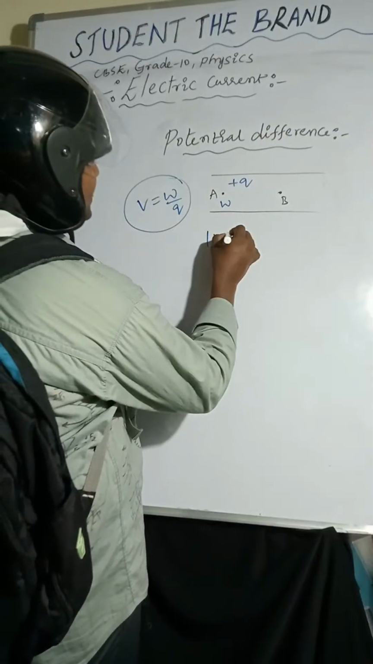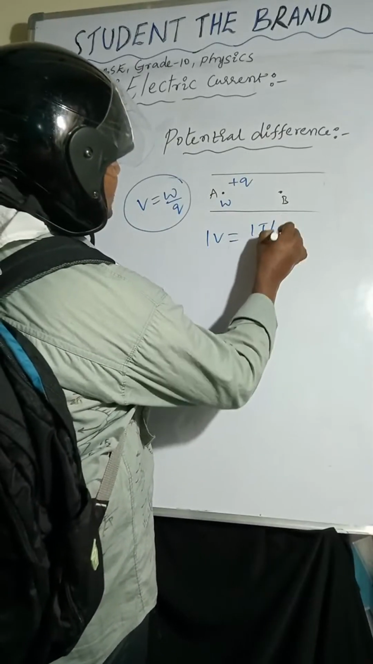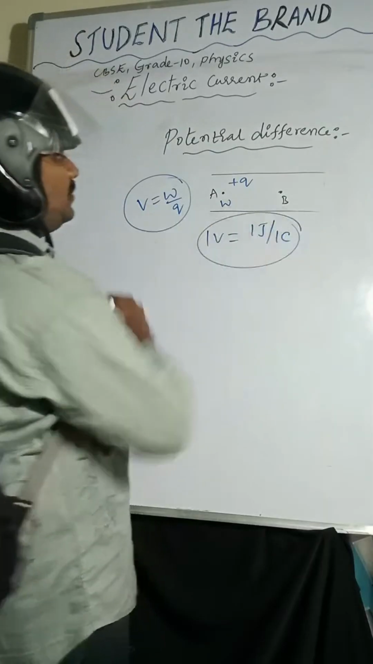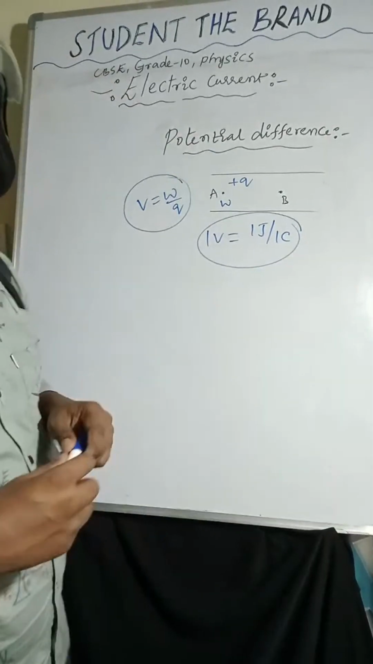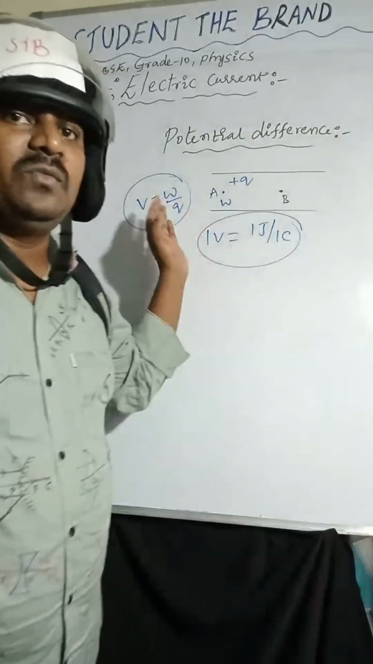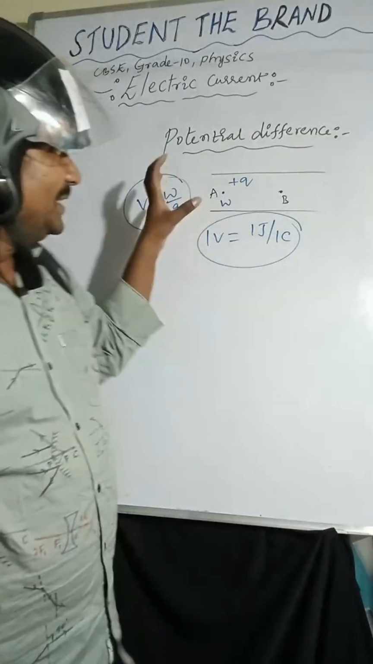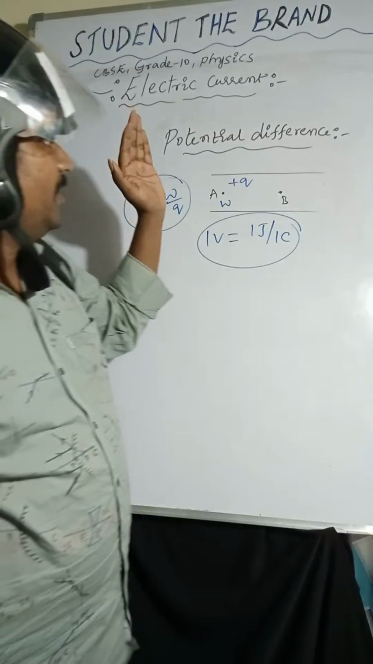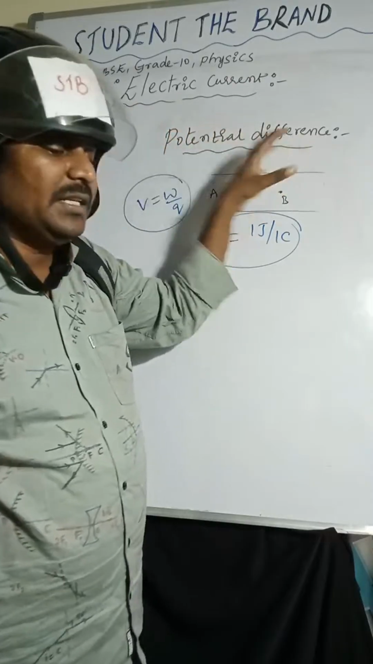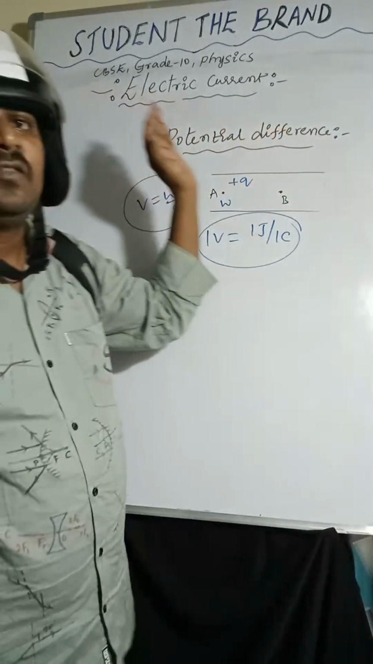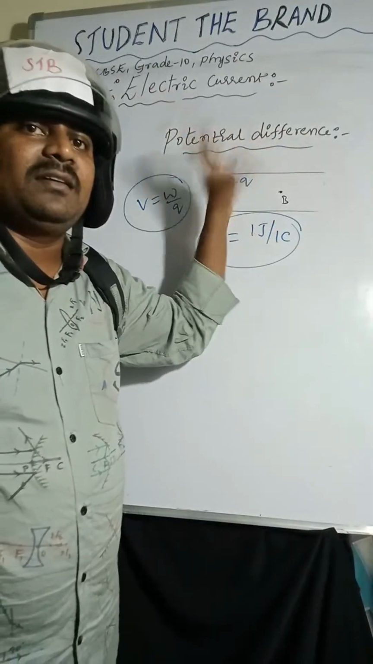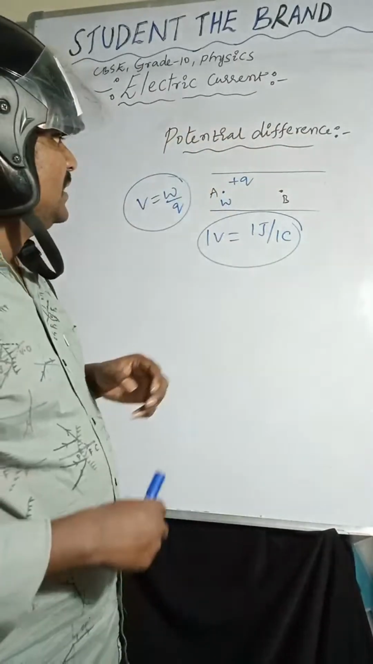So 1 volt is defined as 1 joule of work done to bring 1 coulomb of charge from one point to another point within the conductor. From one point to another point within the conductor is called potential difference.